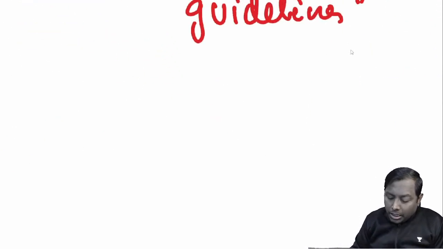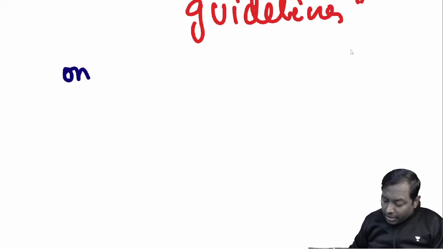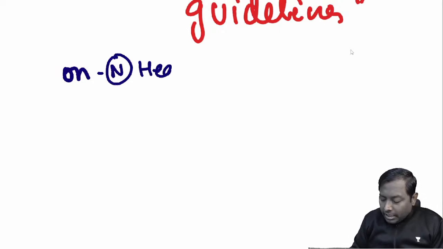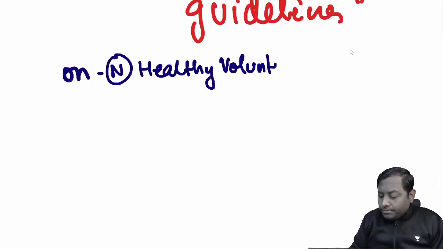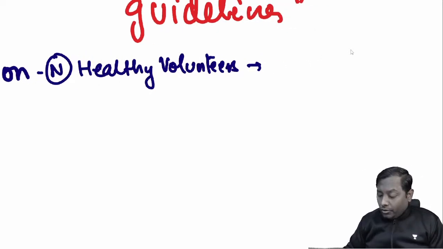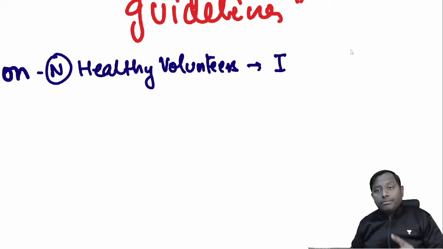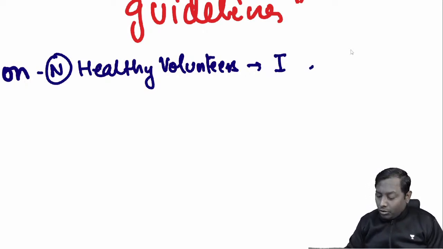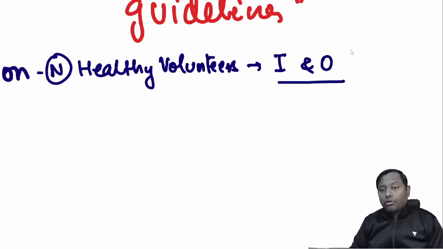Now first and foremost, I have asked a simple question: which of the following will be done on the normal healthy volunteers? Can you tell me, guys? Question number 1. On a normal healthy volunteer, definitely you will be doing phase 1, but in FMGE 2018 they did not give 1. There was one more option, that is phase 0, which is your microdosing study, which I'll be talking about subsequently on the next slide.